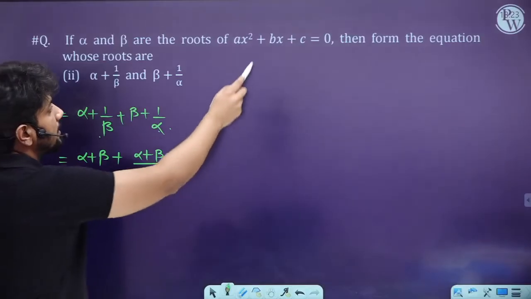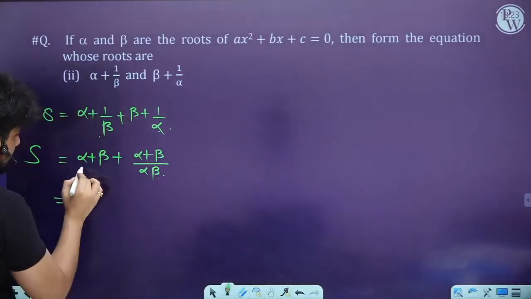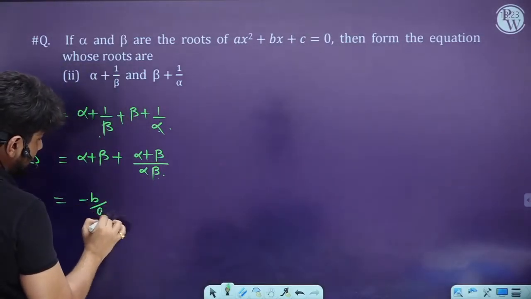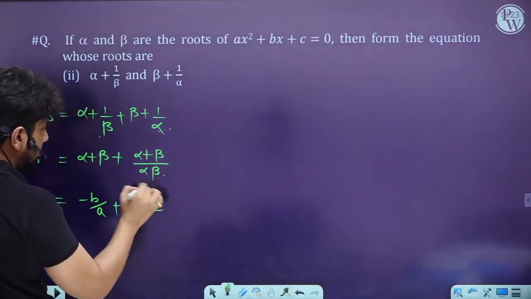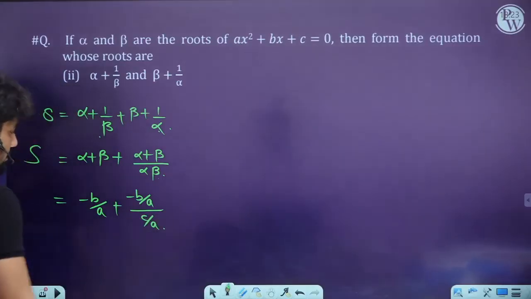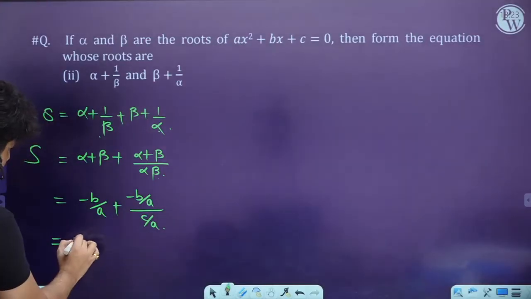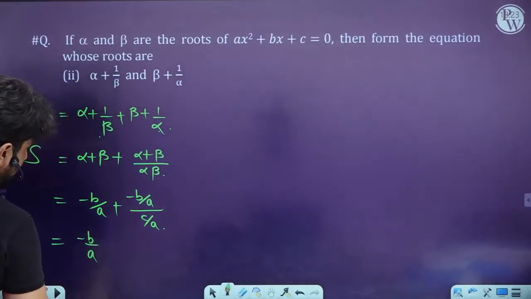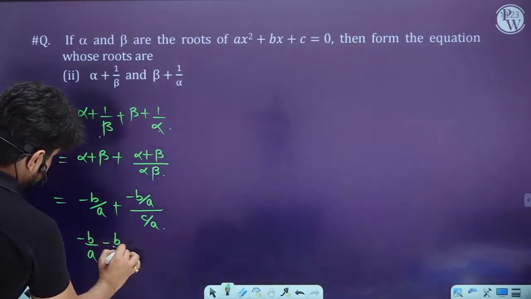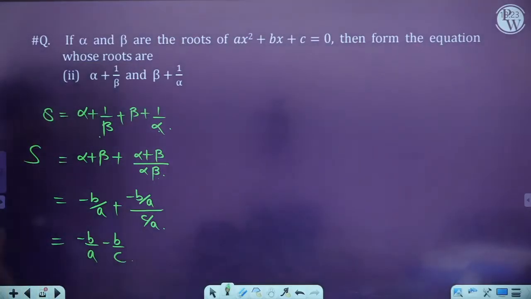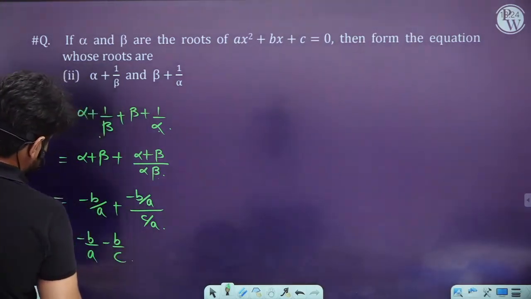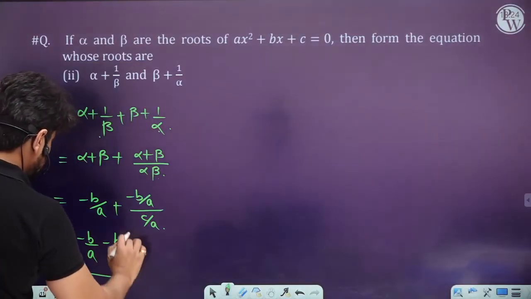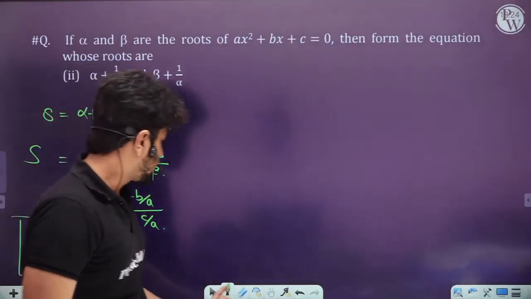Now, can you put the value for alpha plus beta? Yes, the value for alpha plus beta is minus b by a. And the value of alpha beta is c by a. So here we have minus b by a and minus b by c. Minus b by a minus b by c. So this is the sum of the roots. This came out to be the sum of the roots.